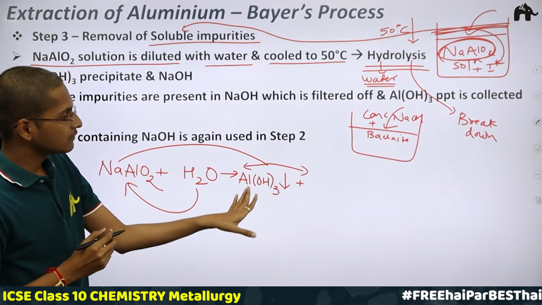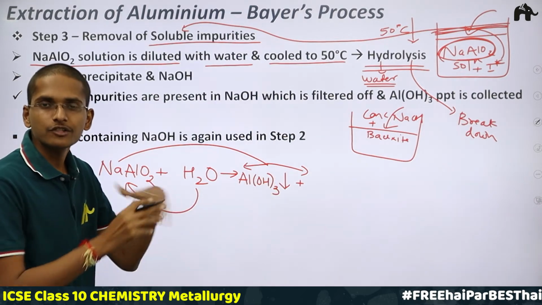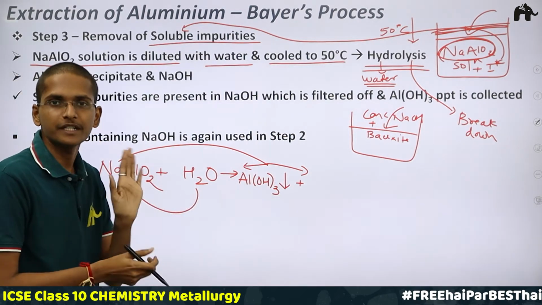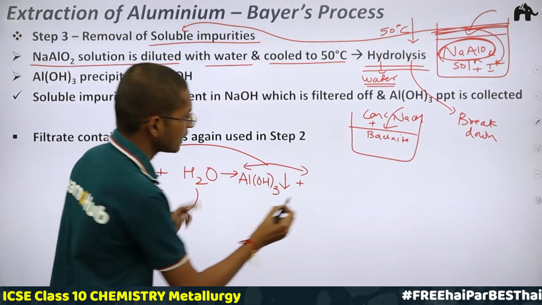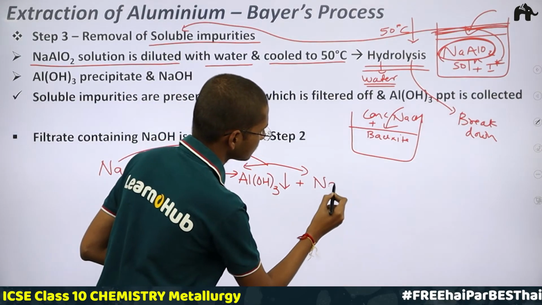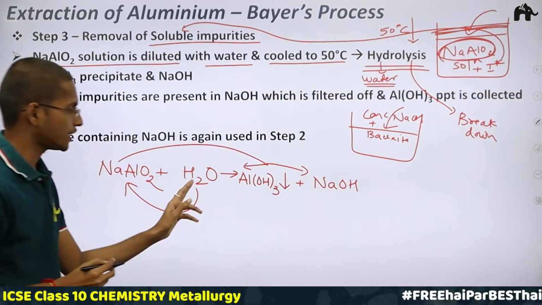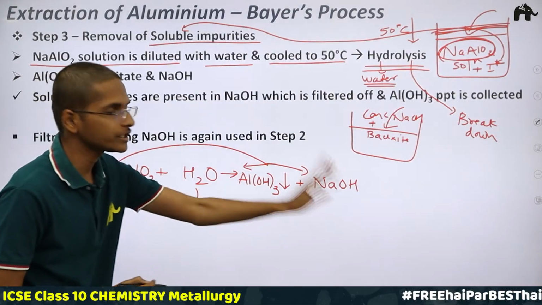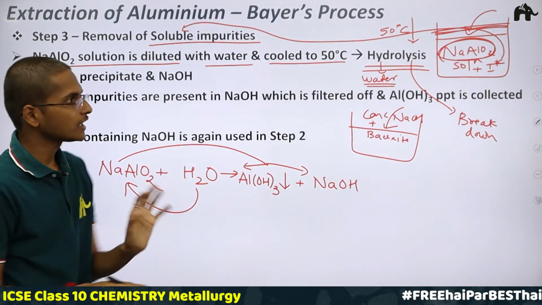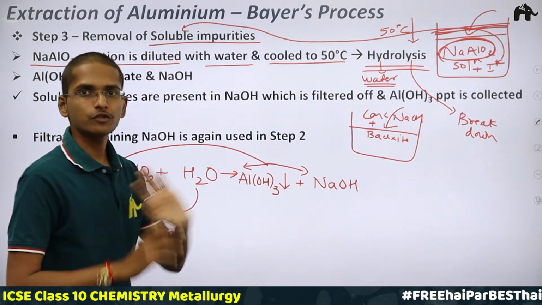So we can say that it is a precipitate, right? We have studied this. The insoluble part is a precipitate. And the next compound which would be formed after the hydrolysis of NaAlO2 is NaOH, simply sodium hydroxide. Now we also have water, so NaOH solution would be formed.